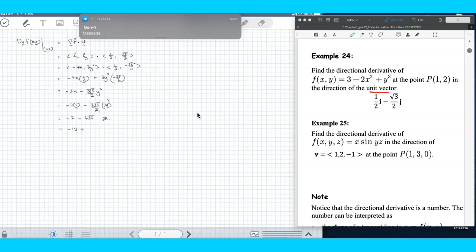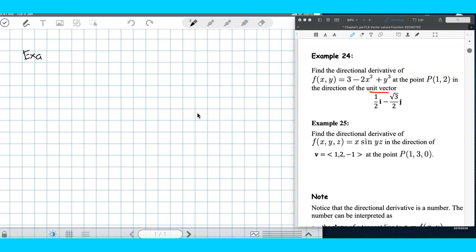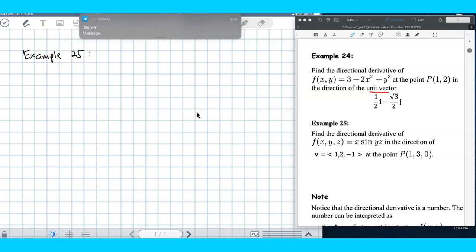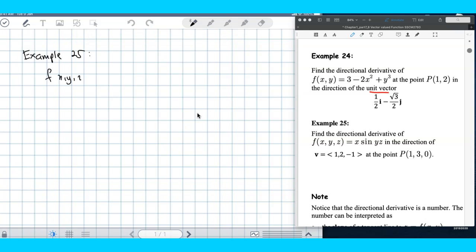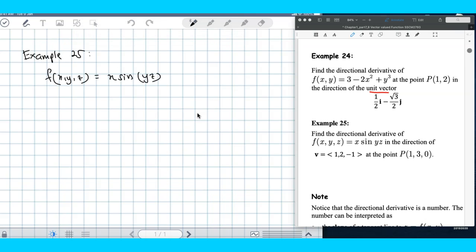So now we look at example 25. So what is the thing that we have to obtain? Directional derivatives. Okay, so now your function is a three variable function, which is also possible. But then you just add another component, which is z. So the function given is a three variable function, given by x sine of yz. The point given is at 1, 3, 0.